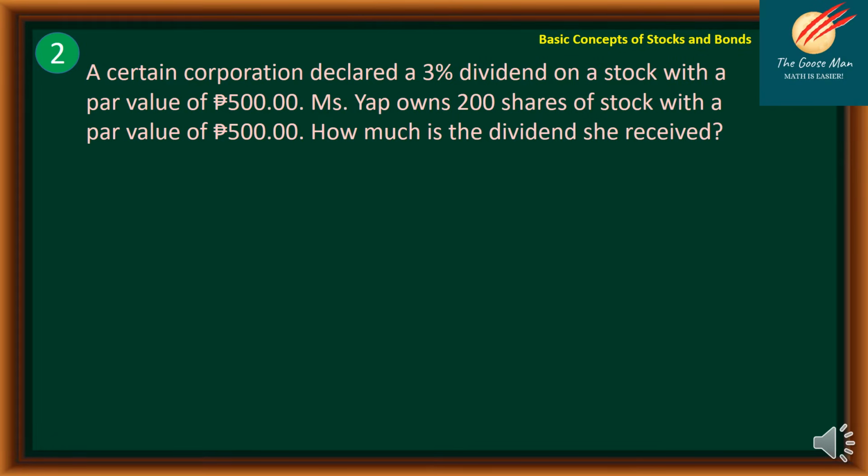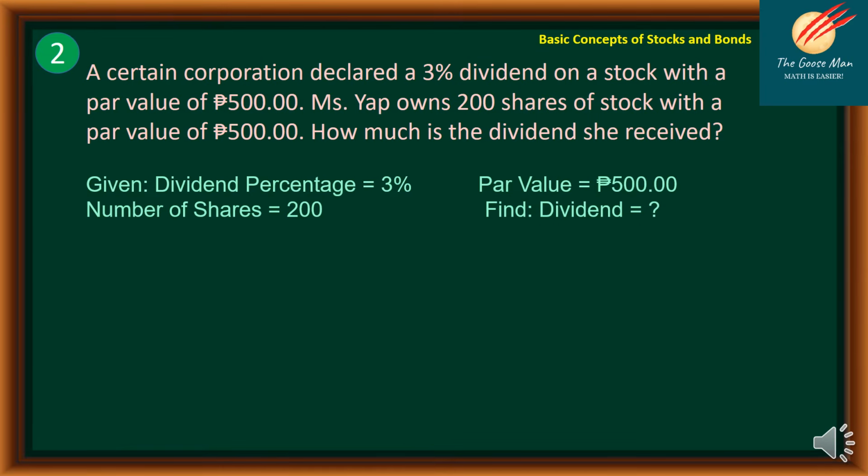Let's have example number two. A certain corporation declared a 3% dividend on stock with a par value of 500 pesos. Ms. Yap owns 200 shares of stock with a par value of 500 pesos. How much is the dividend she received? So let's identify first the given. The dividend percentage is 3%, the number of shares is 200, while the par value is 500 pesos, and we want to find out the dividend.